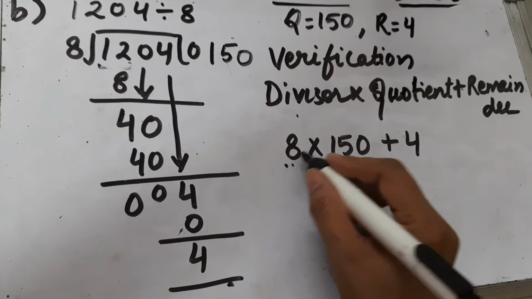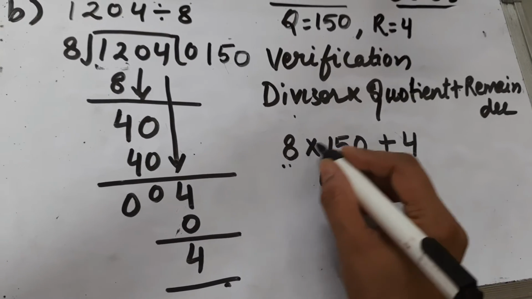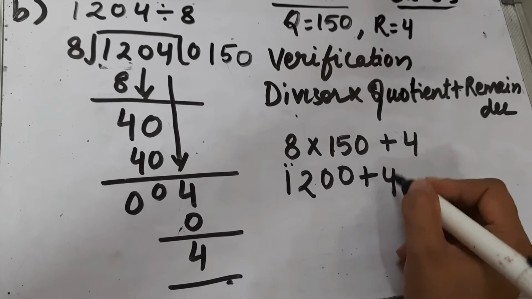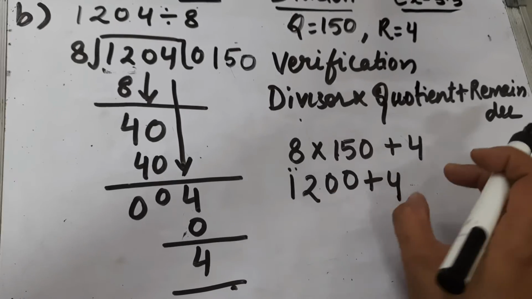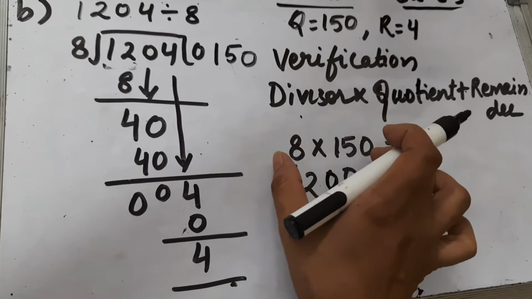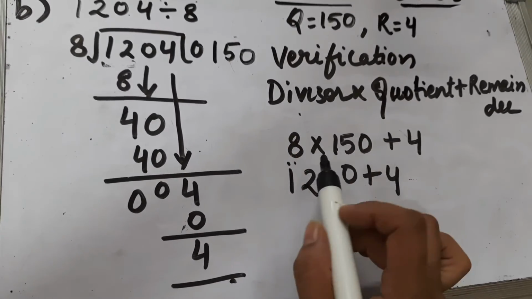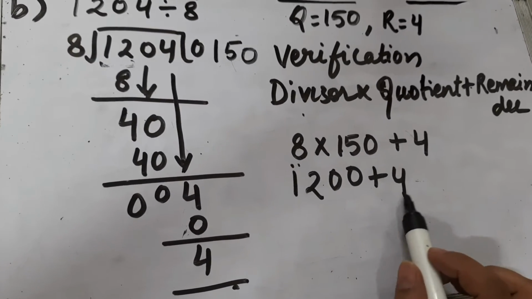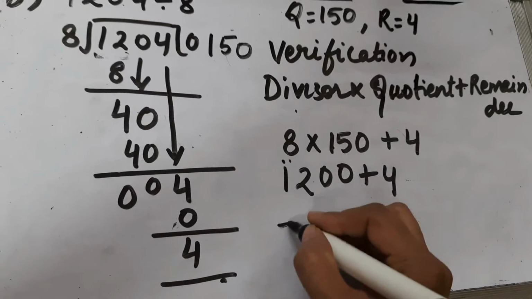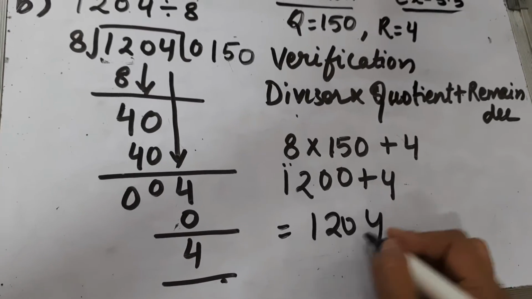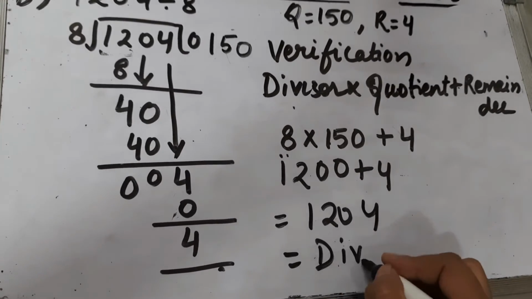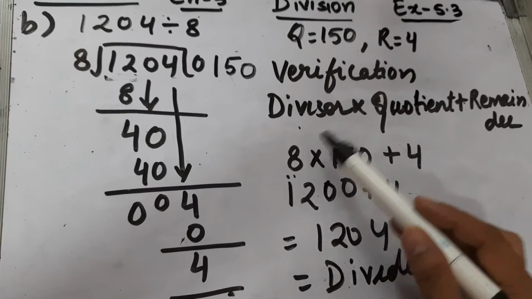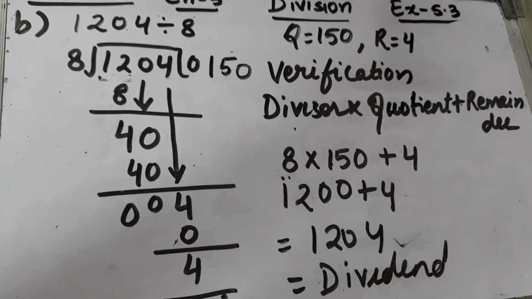8 zeros are 0, 8 fives are 40, 8 ones are 8 plus 4 is 12, and add 4 to it. We will add the remainder in the product of divisor and quotient. And this will be 1204 which is equal to our dividend. You can check also, see your dividend is 1204 and after solving this we got 1204.